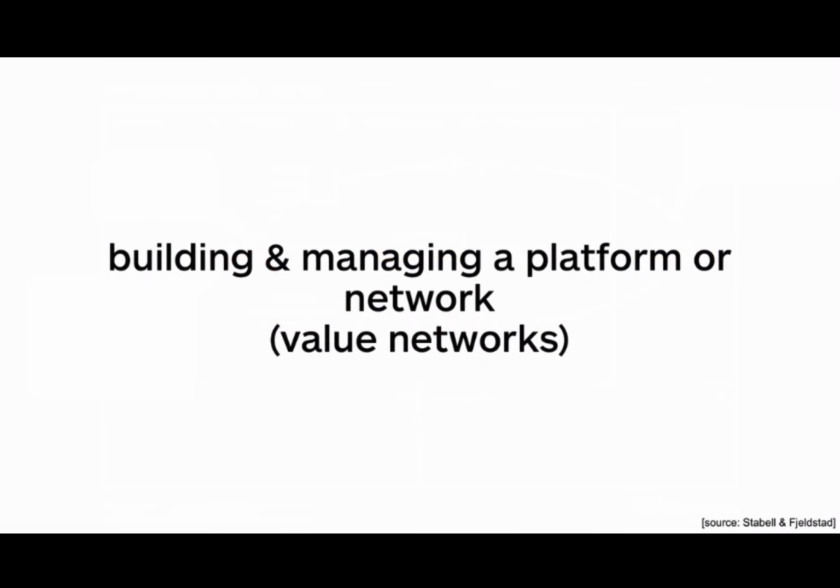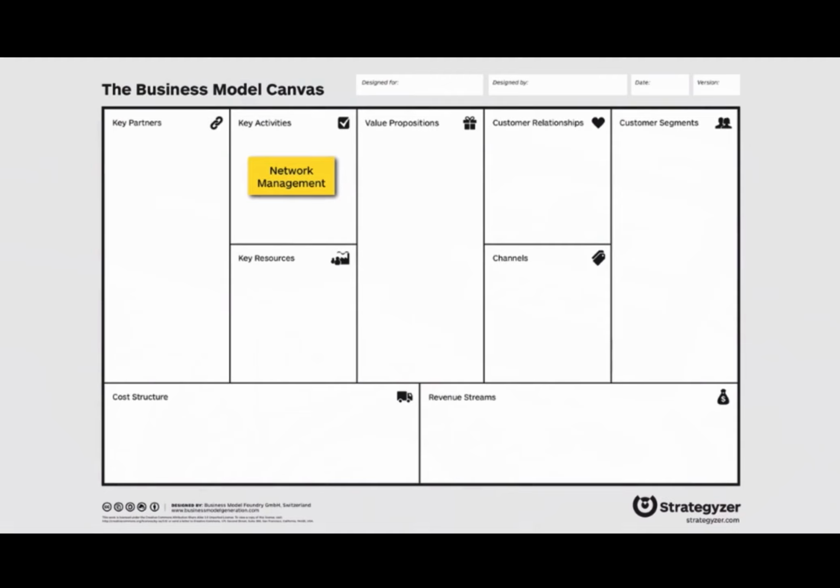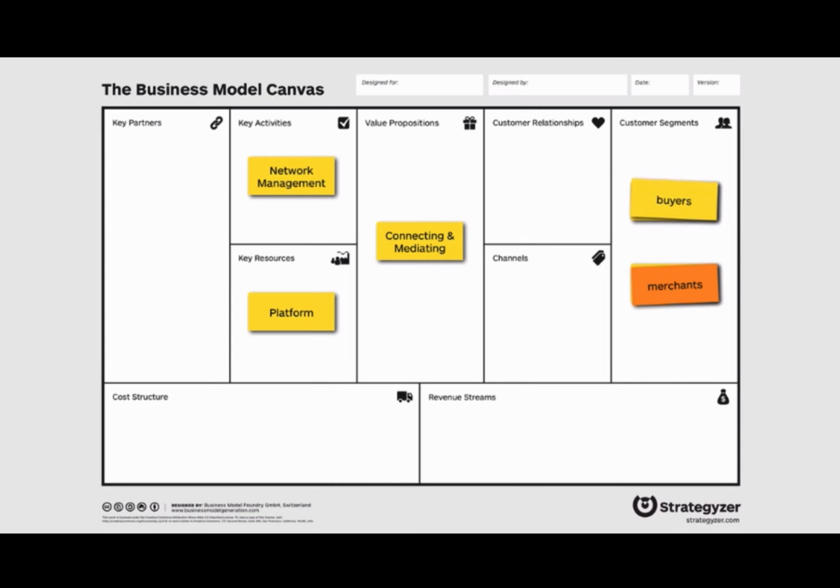Let us study a last type of configuration, building and managing platforms or networks. It's what Stabile and Fjellstad called value networks. Credit cards are a great example to illustrate this. So the activities will be the management of the network of the platform, and the key resource will be the platform. And the value proposition is the connecting and mediating the services that you offer to users to connect them. Now, in the case of credit cards, it won't just be users, it will be merchants, and it will be buyers. And the network will connect the merchants with the buyers and connect the buyers with the merchants.